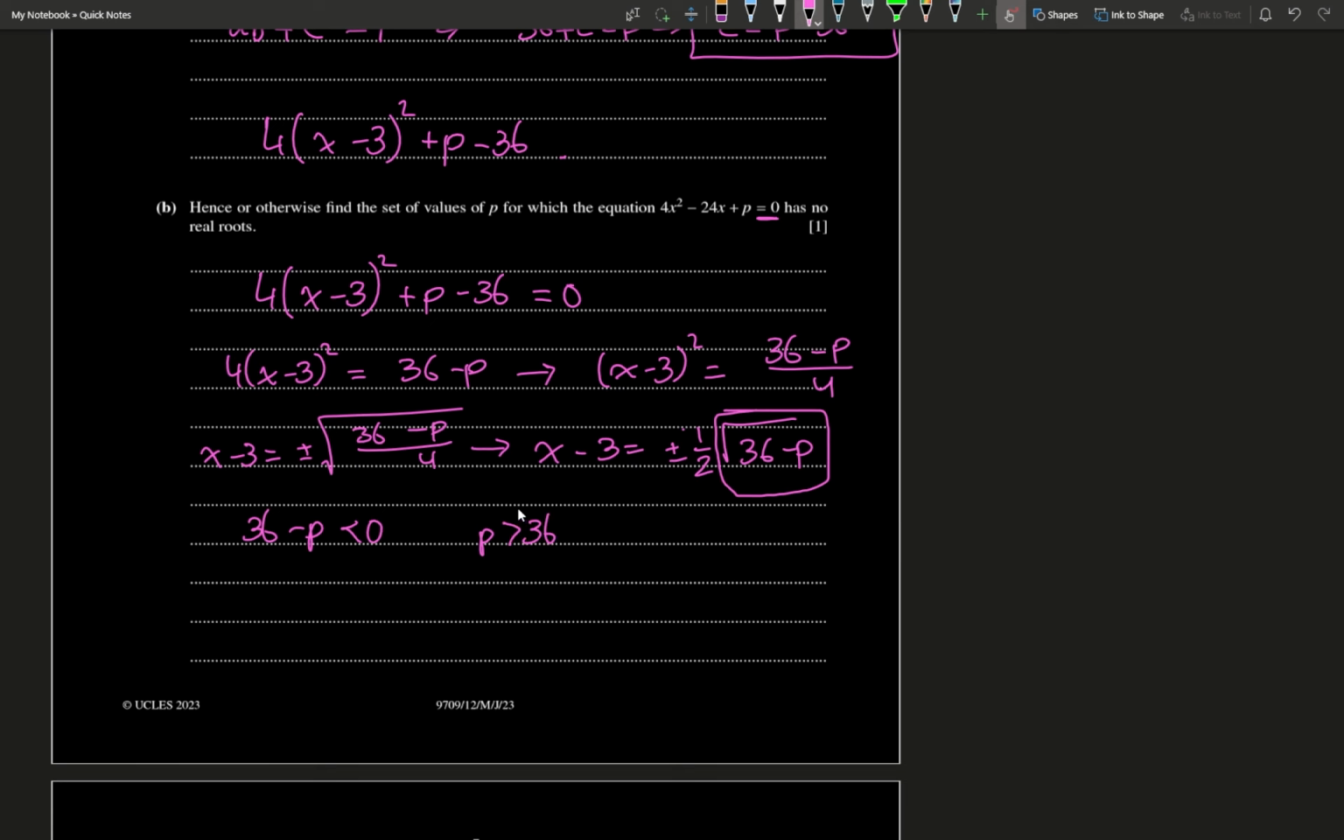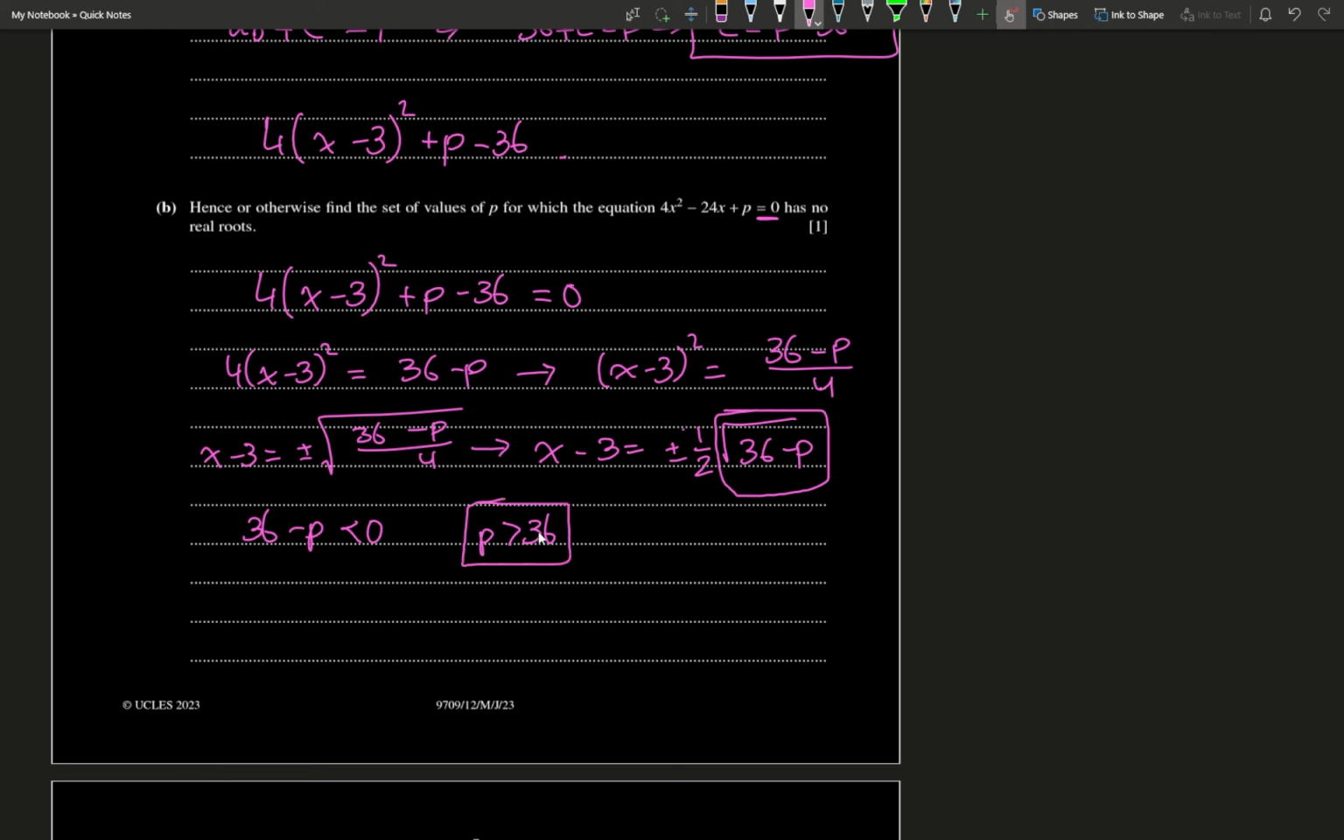عشان انت لو فكرت فيها مثلا if p is 37 we'll end up with x minus 3 is equal to plus and minus half. 36 minus 37 is negative 1, which is not real. This is imaginary. Therefore, we do not have any real roots. ماشي بس كده. فكده p is greater than 36.